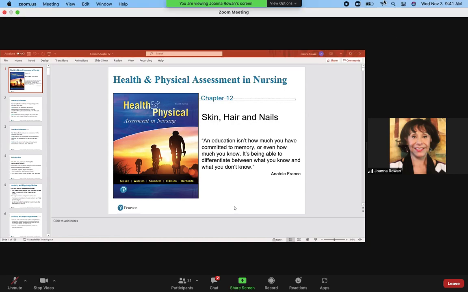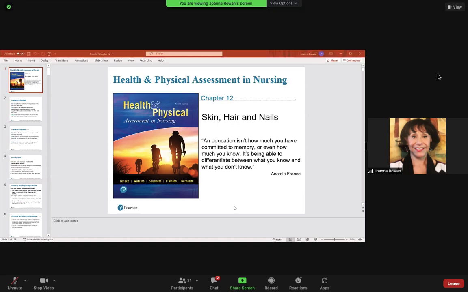It isn't how much you have committed to memory or even how much you know. It's being able to differentiate between what you know and what you don't know. And that is very, very important to understand because when you do your tests and your focus assessments, you know which area you didn't do well, and you should concentrate on that area, not concentrate on the ones that you already did.